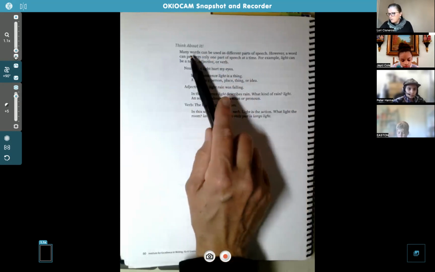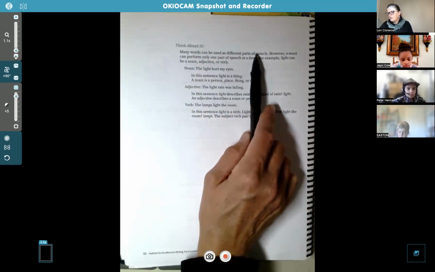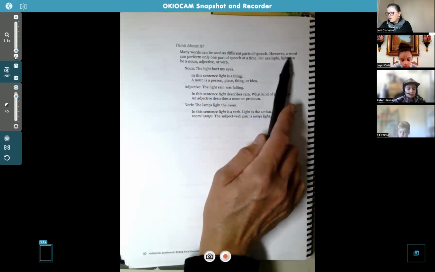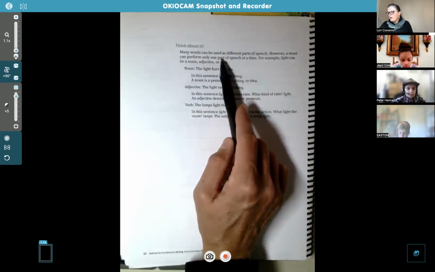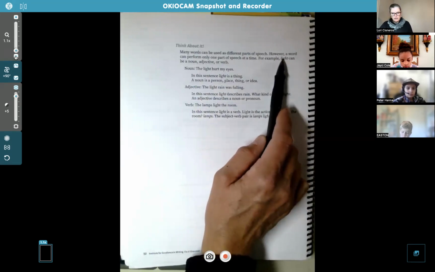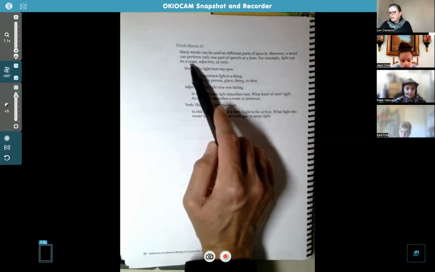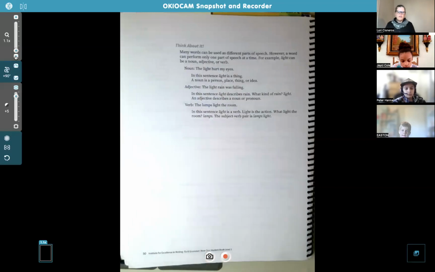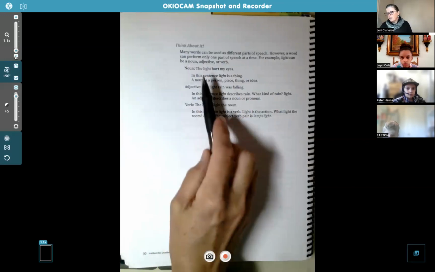So it says many words can be used as different parts of speech. However, a word can perform only one part of speech at a time. For example, light can be a noun, adjective, or a verb. The same word, light, L-I-G-H-T, can be a noun or an adjective or a verb. It can only function as one of those in the sentence, but it could be used different ways like this.